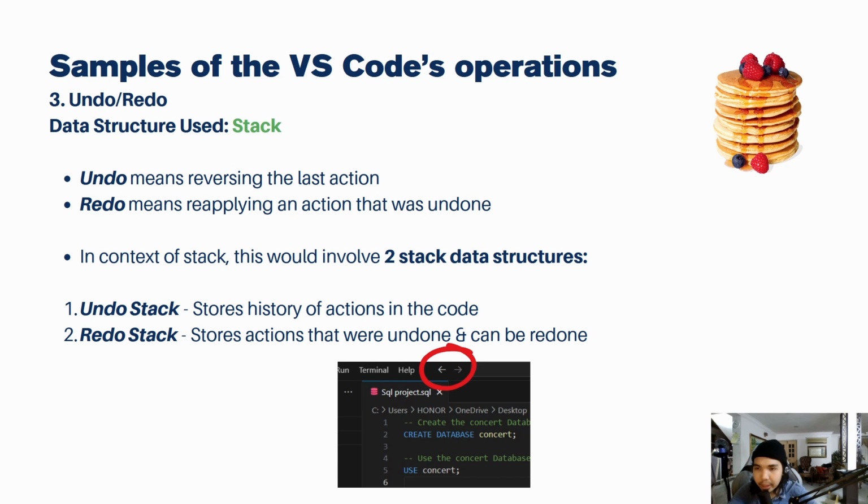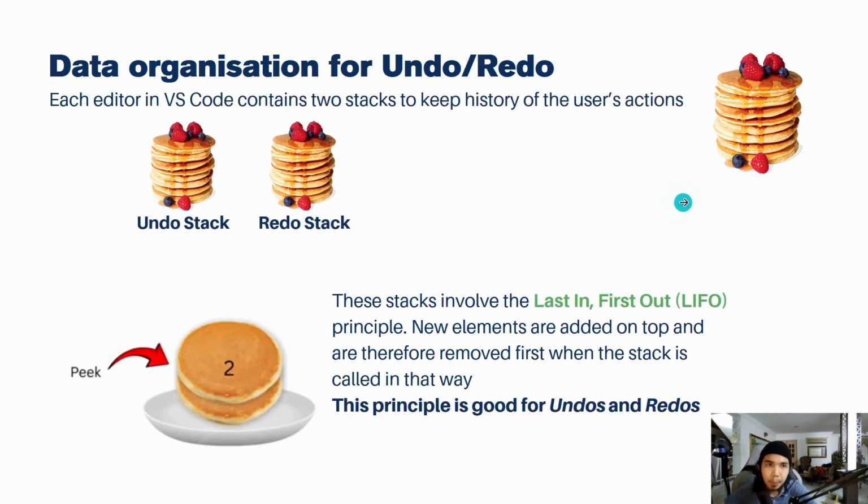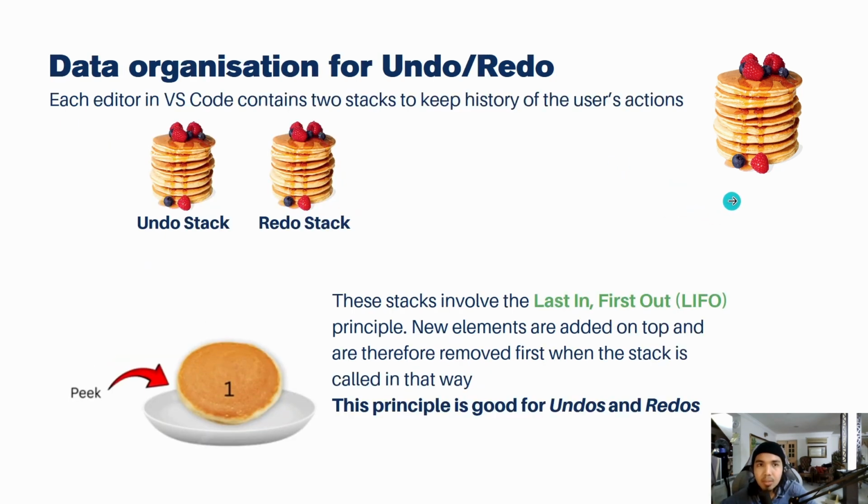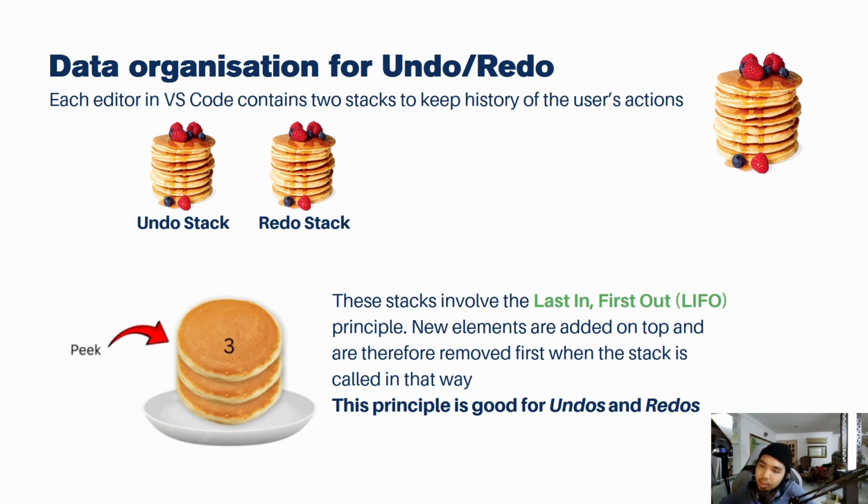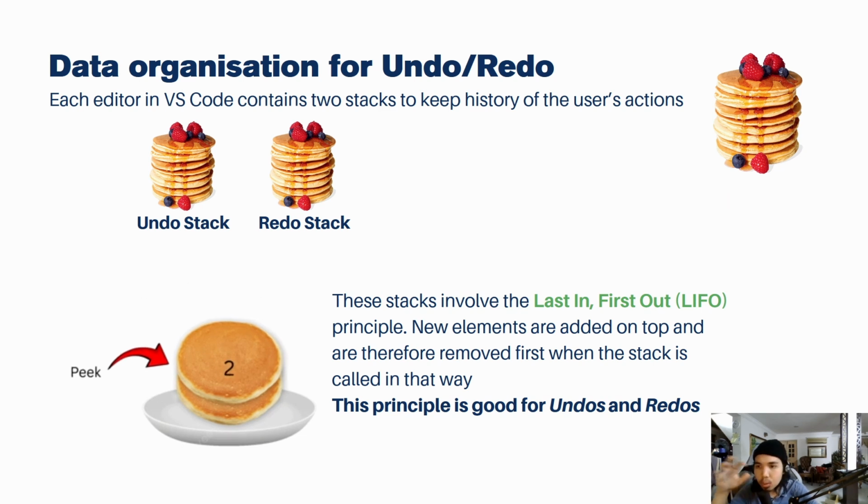And the redo stack is like the stack that keeps track of the undo stack. So if you undo something but later think that you want to undo what you undid, then you can redo what you have done. So it's like a restoration. Each editor in VS Code contains two stacks, so that's simple. In VS Code, you can have different codes open and edited at once, so these two stacks will be unique to that particular code.